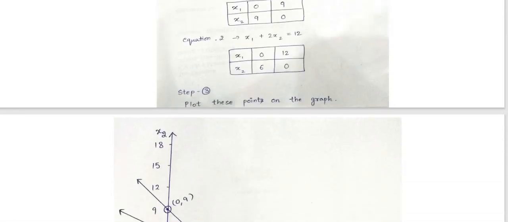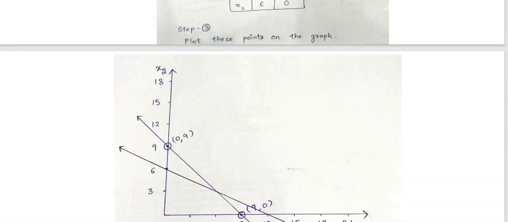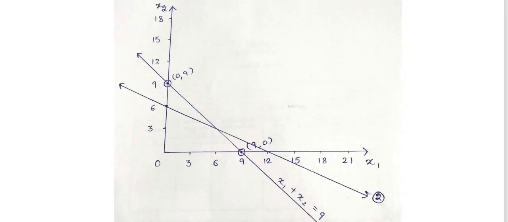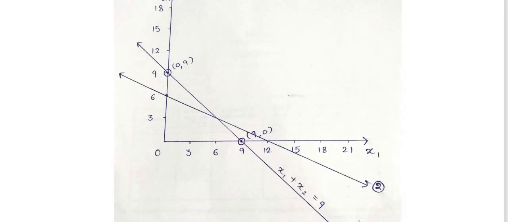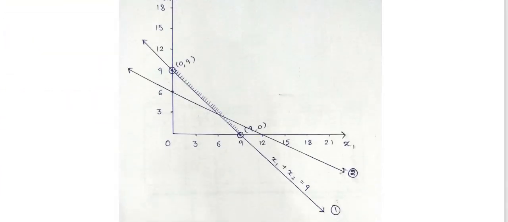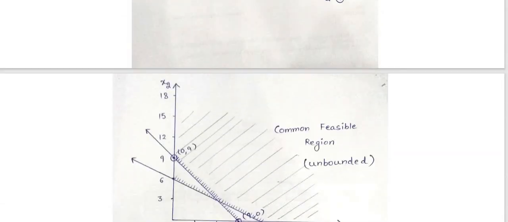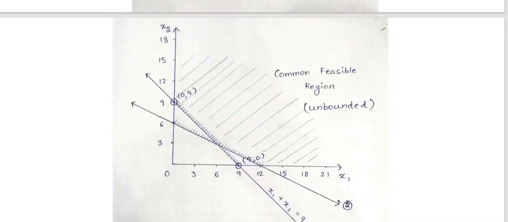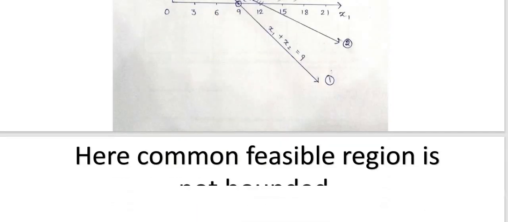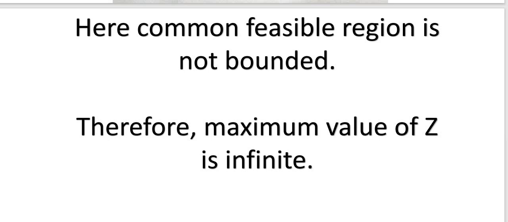Look, here I have presented the whole solution. You can see it from here also for proper note making. According to the sign of inequality, we get the feasible region like this, and for the second equation like this, and the common feasible region is this one. So what we concluded here is that the common feasible region is not bounded, therefore the maximum value of z is infinite.